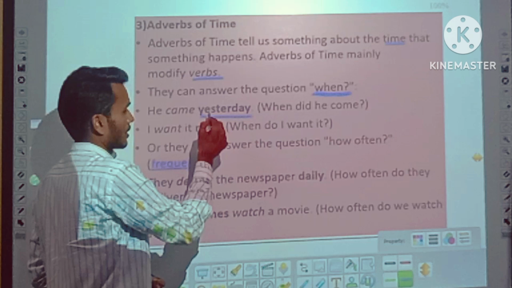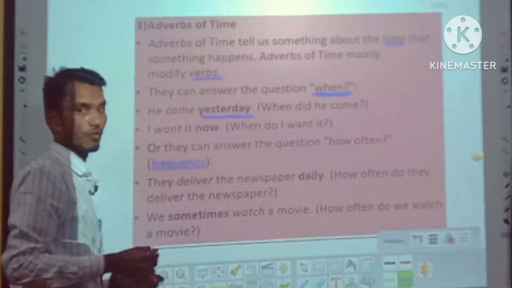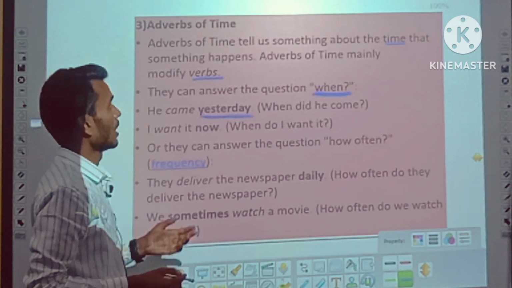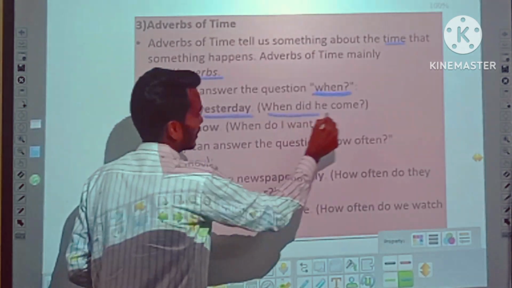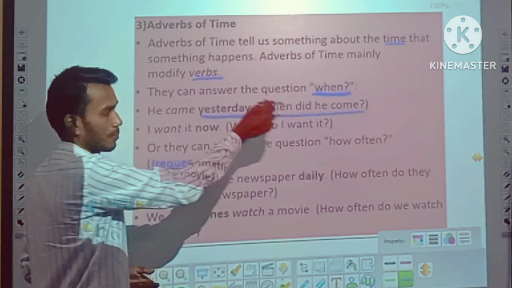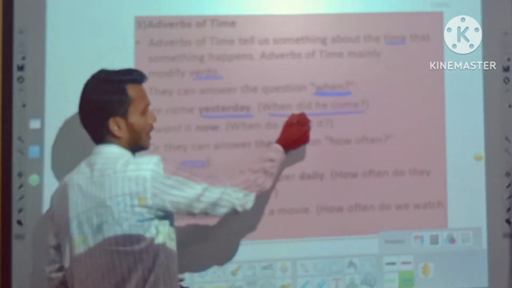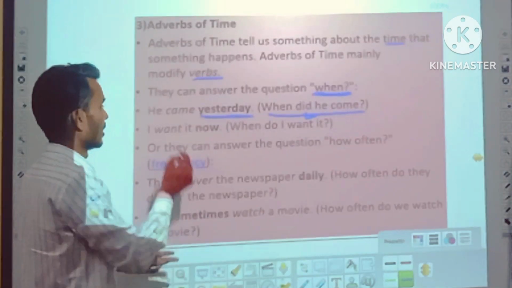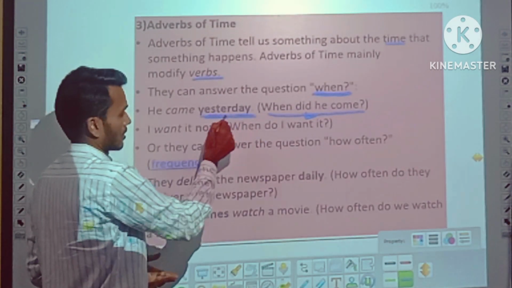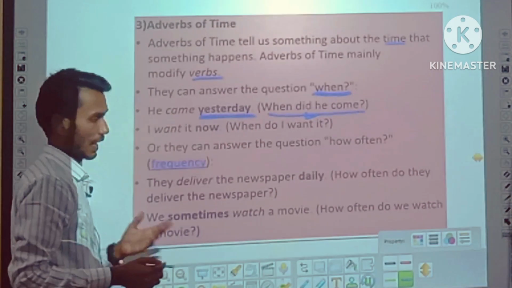He came yesterday. Here yesterday is an adverb. What kind of adverb is it? It is an adverb of time. It tells the time. When did he come? Came becomes come; did itself shows the past. When did he come? He came yesterday. Here yesterday is an adverb of time.